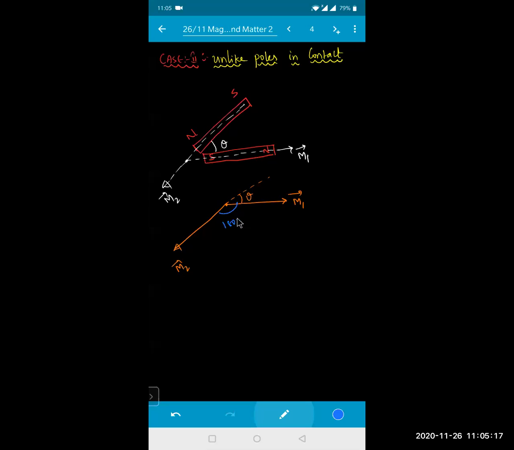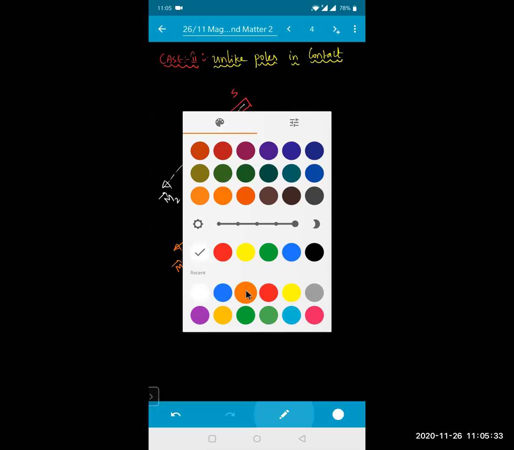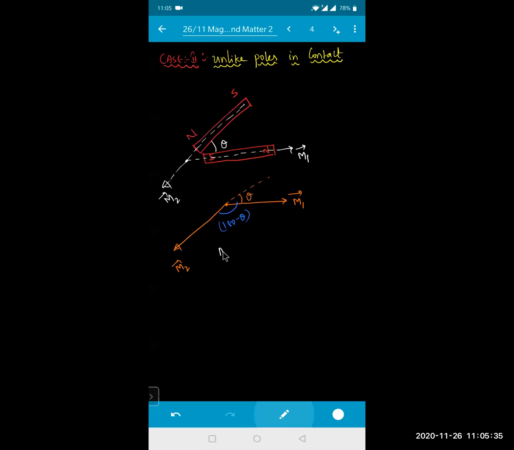minus theta, not theta, because tail to tail, in a parallelogram the angle enclosed should be taken into consideration. So when the tail of the first vector is added to the tail of the second vector, the angle enclosed is 180 minus theta. So how do you write the resultant magnetic moment? Resultant magnetic moment M bar is M1 plus M2 with angle 180 minus theta.